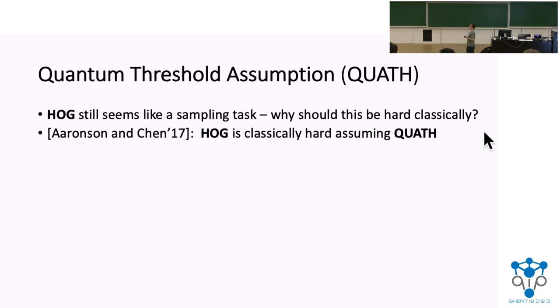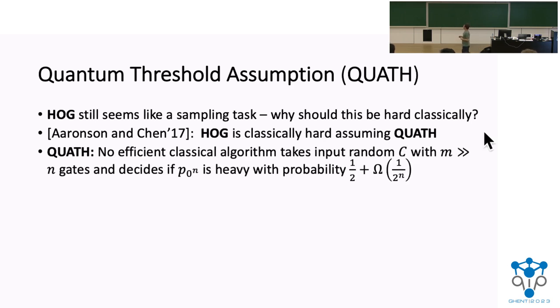QUATH stands for quantum threshold assumption, and here's what it states. No efficient classical algorithm takes as input a random circuit C with a lot more gates than qubits, m greater than n, and decides if a single output probability is heavy for that output distribution with probability something like 1/2 plus 1/2^n. Okay? So that's the conjecture. And what they show is that as long as QUATH is true, then HOG, this problem about outputting heavy samples, is also hard for a classical algorithm.